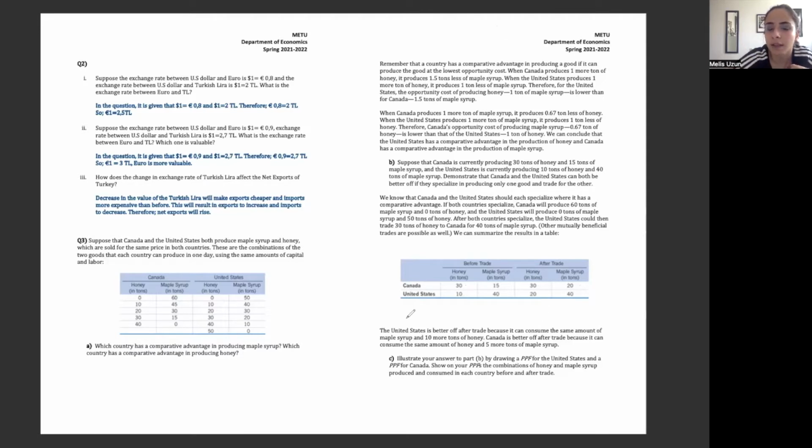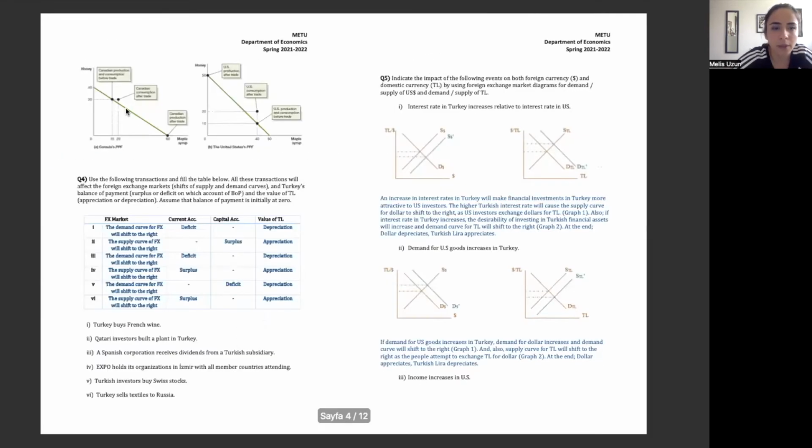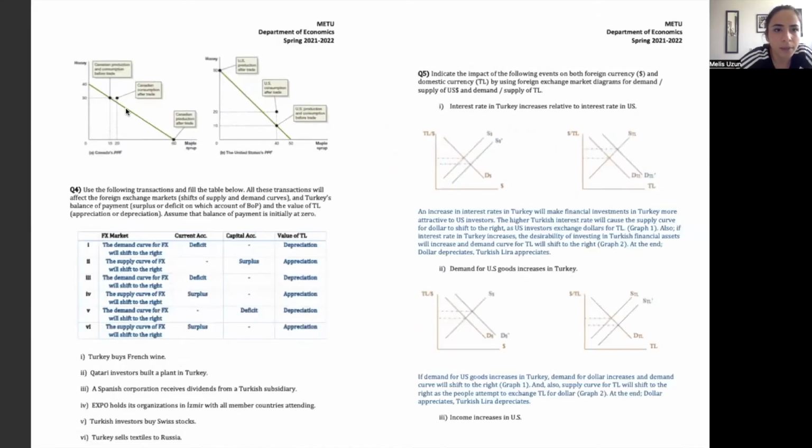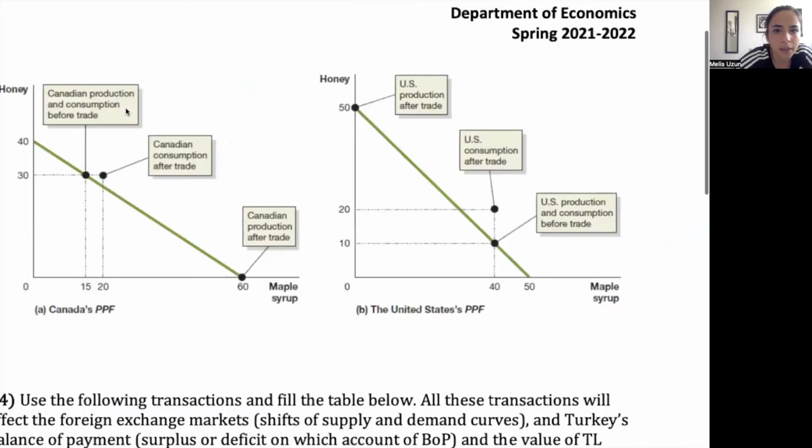So let's look at the option C. Illustrate your answers from part B by drawing a PPF for the United States and PPF for Canada. Show on your PPFs the combination of honey and maple syrup produced and consumed in each country before and after trade. What is PPF? It is Production Possibilities Frontier. So it is this one. So let me make it bigger.